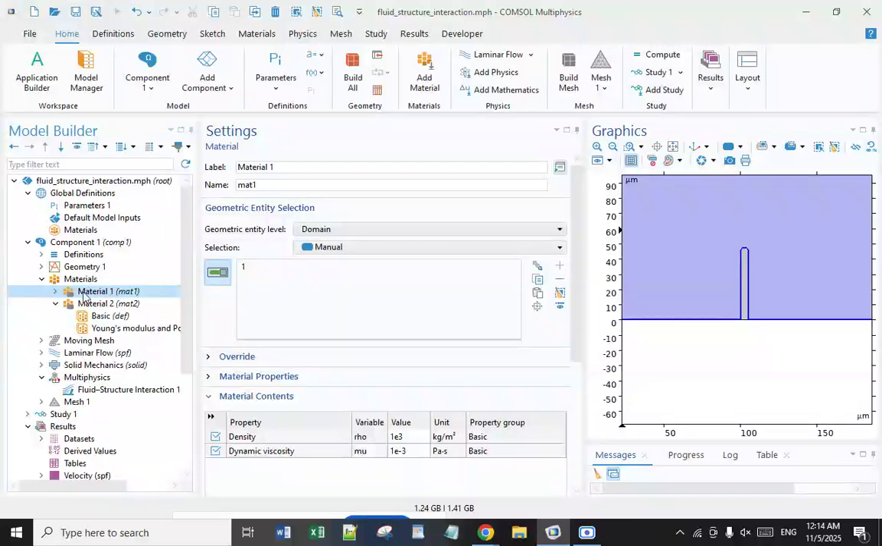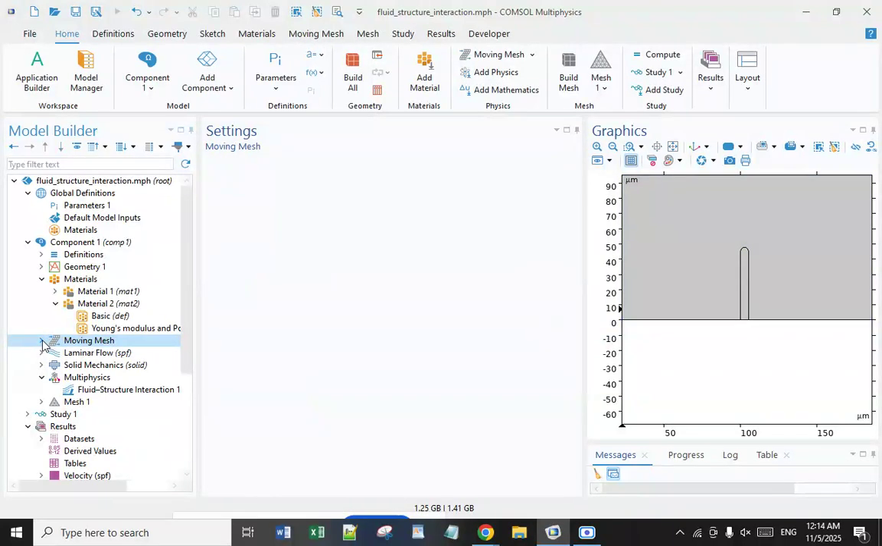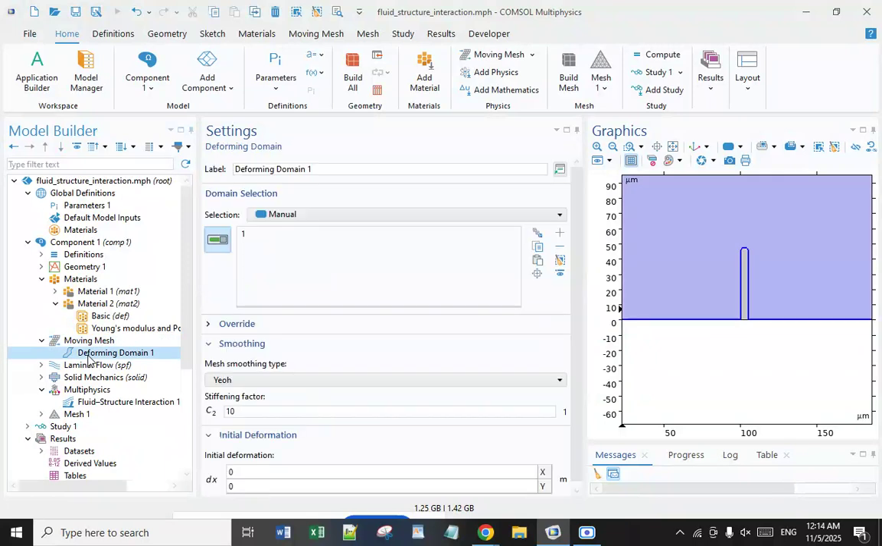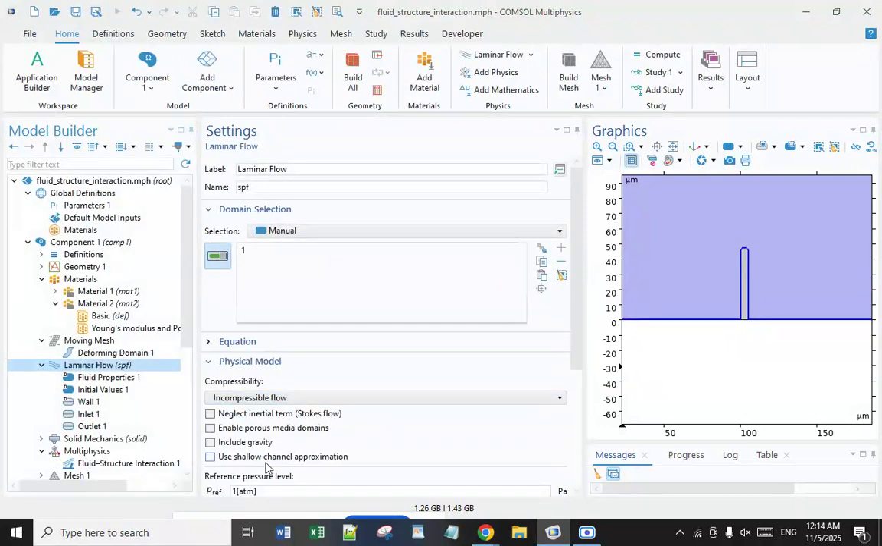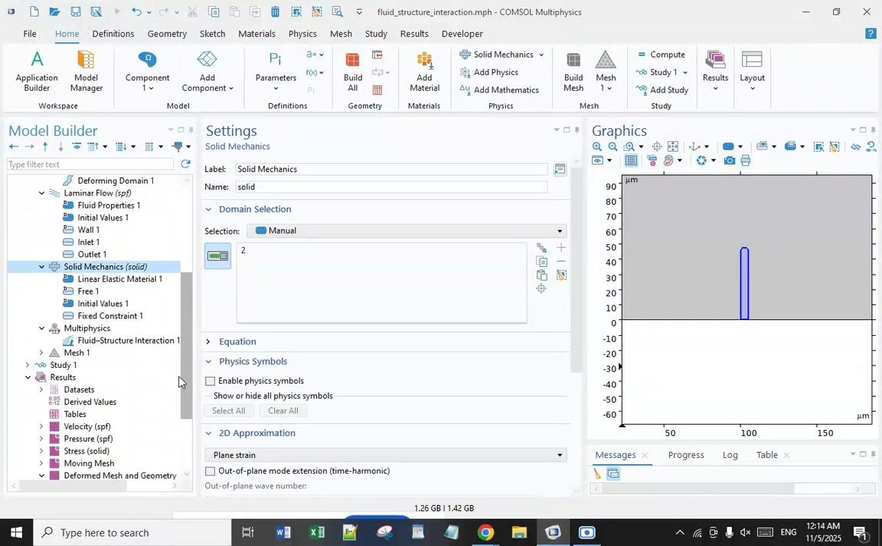But the first material, as you can see, is a fluid, the blue one, and it's very near to water because of the dynamic viscosity, in pascal multiplied by second. We have a moving mesh and deformable domain, and a stiffness factor here. And the next physical module is laminar flow with a pressure of 1 atmosphere, and the solid mechanics.